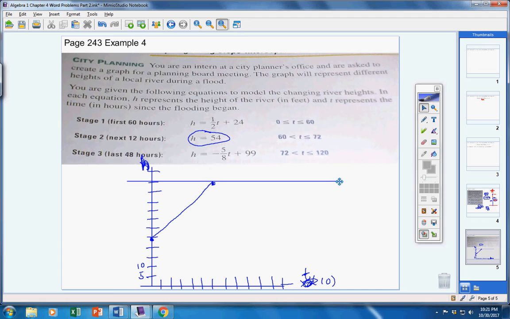But here's the problem with that. Think about it, students. Now watch this. The horizontal line only exists from 60 to 72. Here's 60 on the x-axis, and here's 72 right here. So the line's only going to run from here to here, about right there. The rest of this line we're not going to use at all.